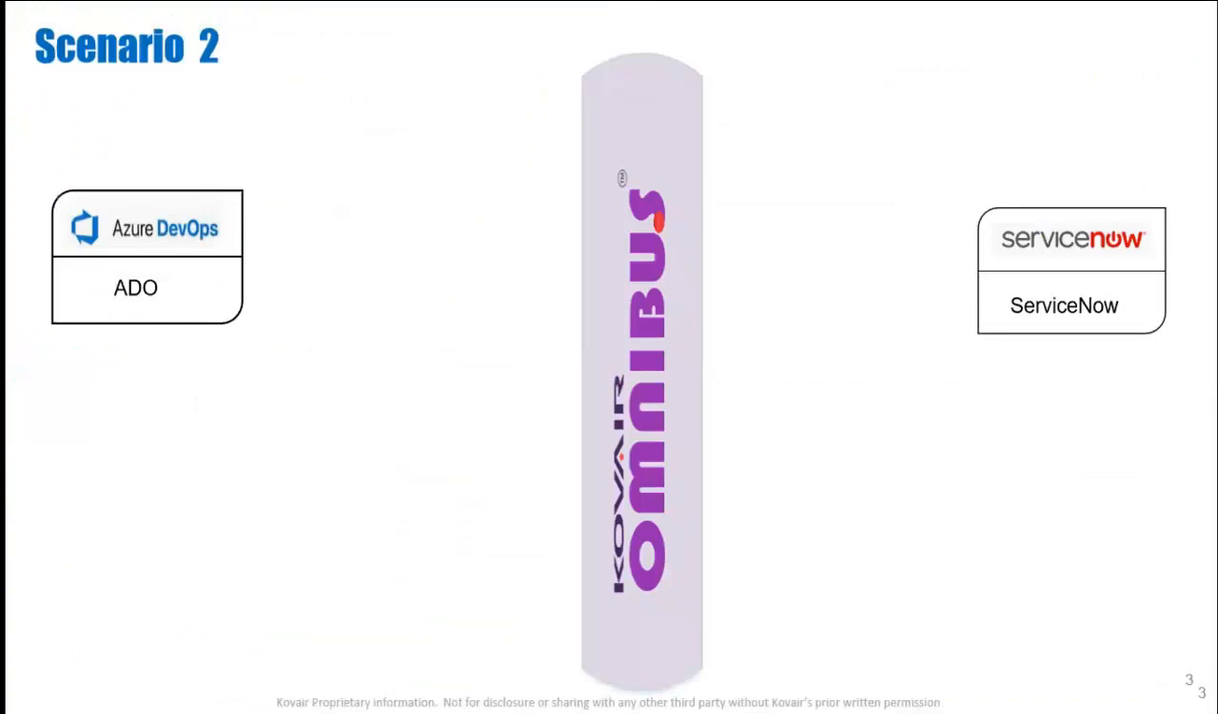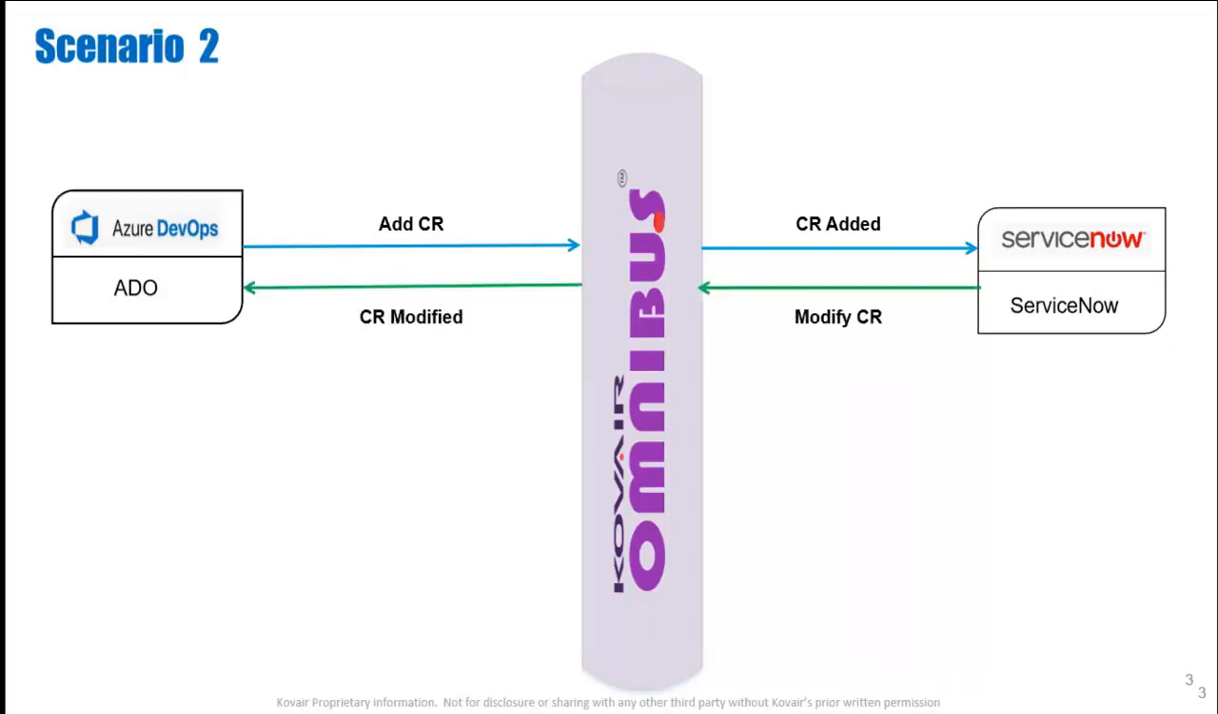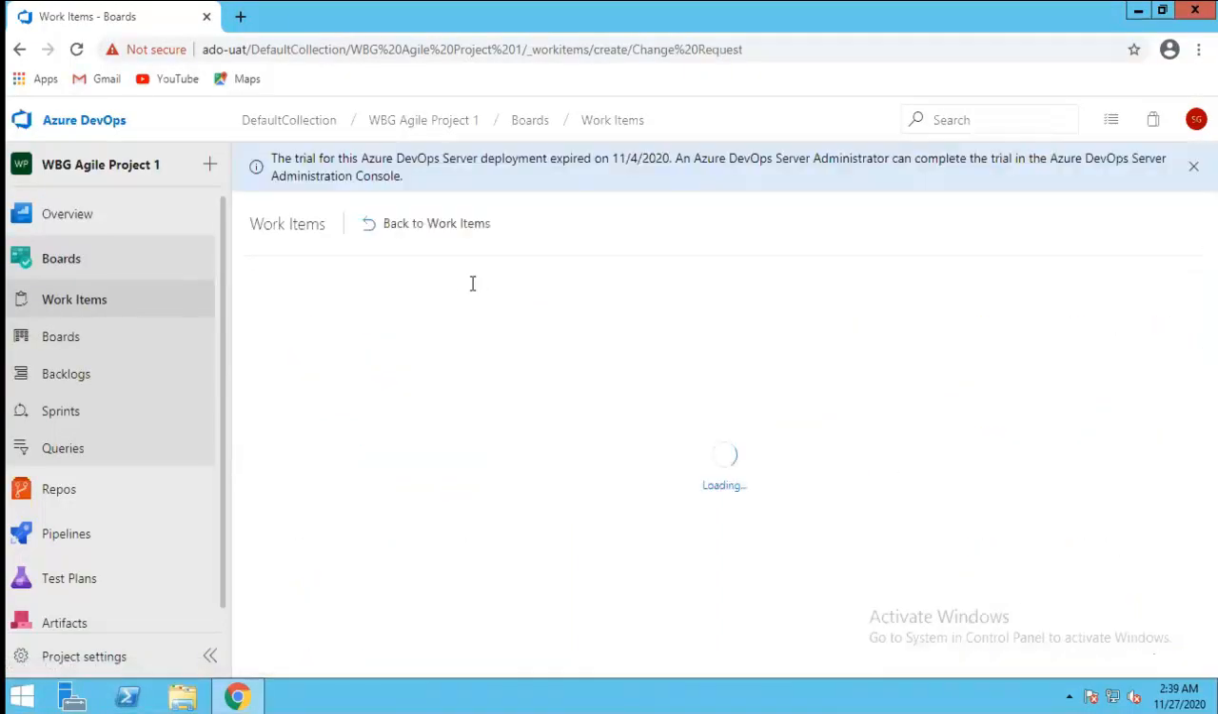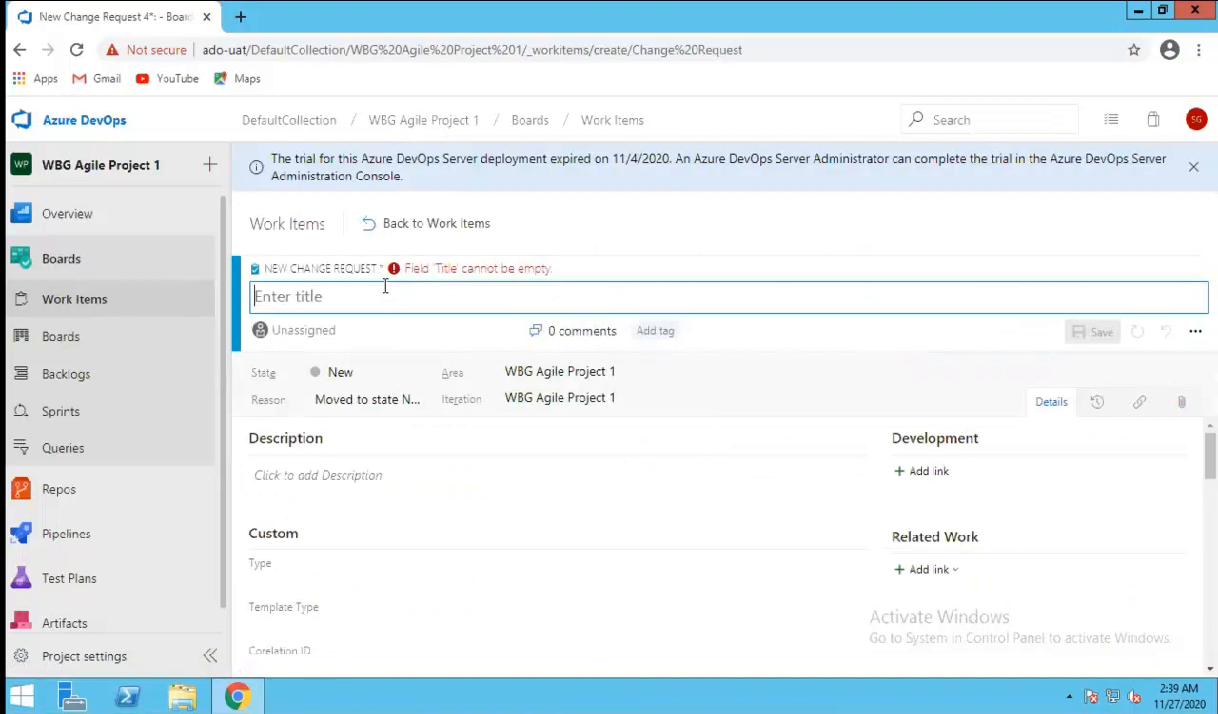In this scenario, we will show how any change raised by internal engineering teams within Azure DevOps gets synchronized with ServiceNow. As the change request gets modified in ServiceNow, it is synchronized to Azure DevOps. On a similar note, any modification done in the change request at Azure DevOps also gets reflected in ServiceNow. In this scenario, we will also see how the change request process of ServiceNow gets followed based on the progress in Azure DevOps. Let me now create a change request in Azure DevOps, which will automatically get synced to ServiceNow as a change request.